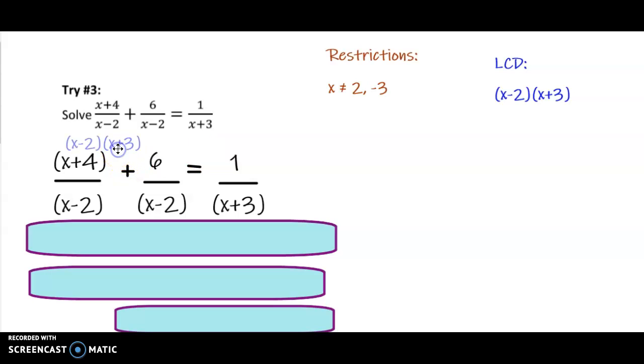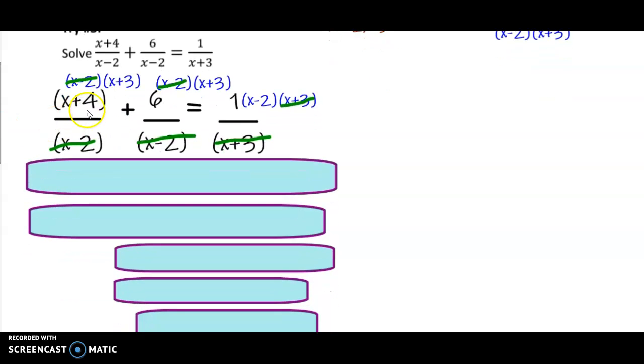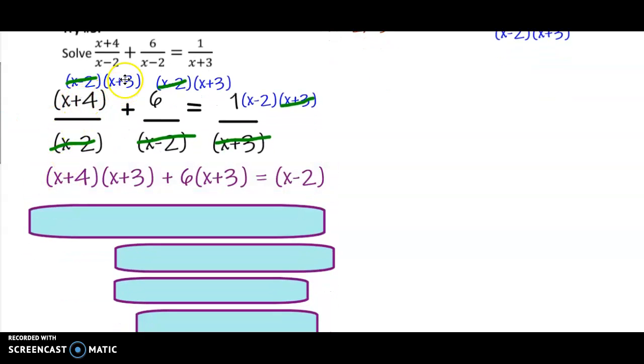So I multiply through by my least common denominator. And things should cancel. So x minus 2 cancels with x minus 2. This x minus 2 cancels with this x minus 2. And x plus 3 cancels with x plus 3. Once you've canceled, then you multiply through. So I have x plus 4 times x plus 3, plus 6 times x plus 3, plus 1 times x minus 2, which just leaves you with x minus 2.